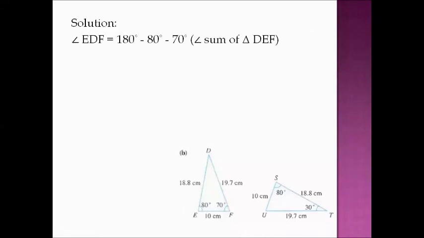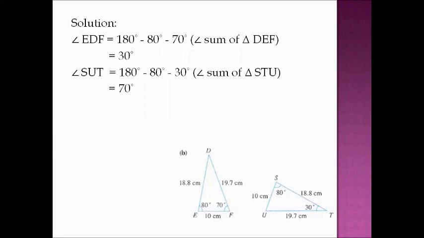So, as you know, the angle sum of a triangle is 180 degrees. So angle DEF equals 180 minus 80 minus 70. In that case, we'll get the value of the third angle, that is 30 degrees. Similarly, angle SUT equals 180 minus 80 minus 30 degrees, and the property is again the angle sum of triangle TSU. So it will be 70 degrees.